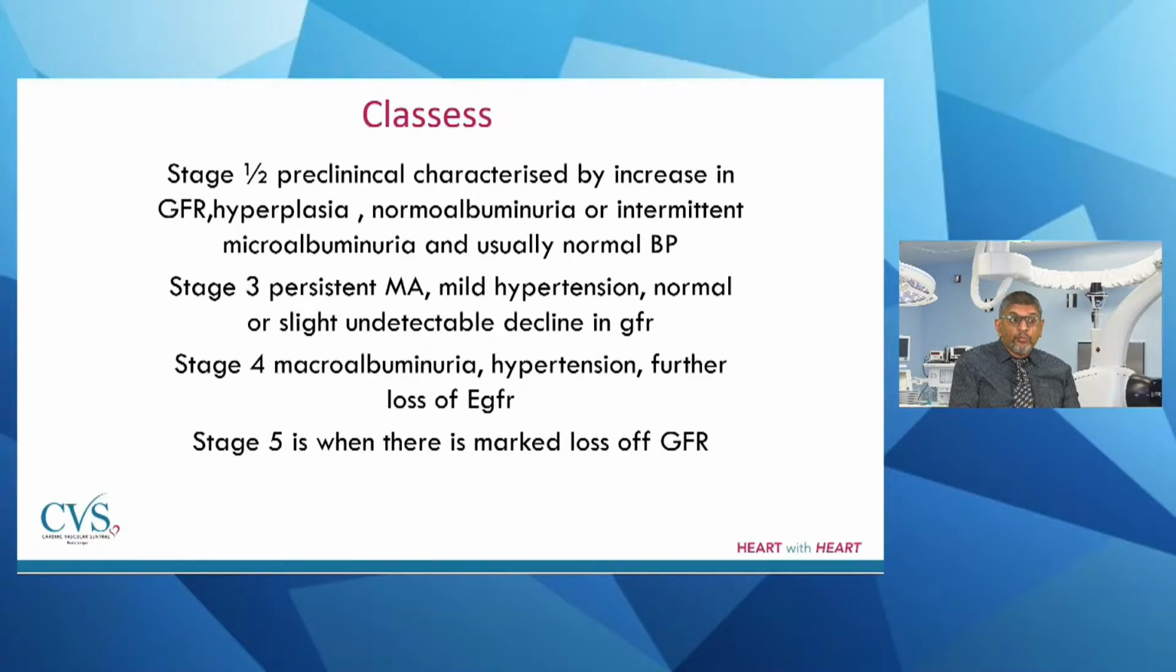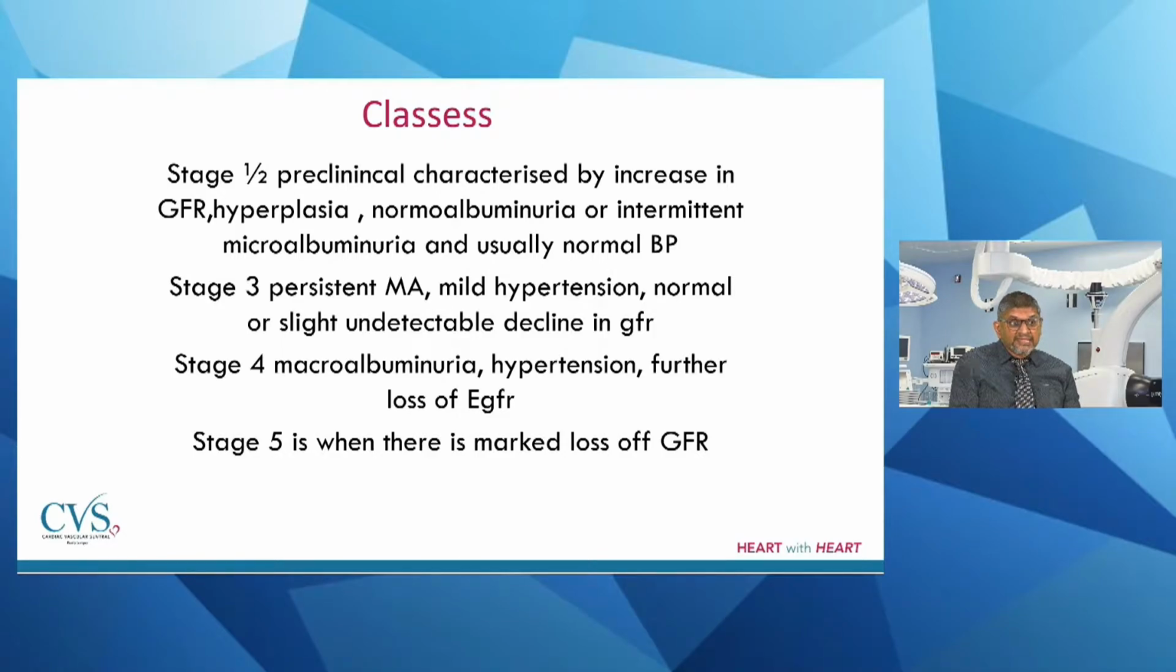Stage 4 is overt proteinuria, macroalbuminuria. At this point, hypertension develops. There's further loss of eGFR, but again, not much that can be detected by our usual markers of kidney function. Stage 5 is when the serum creatinine goes up, when there's actually loss of eGFR. That's classically been considered to be stage 5.